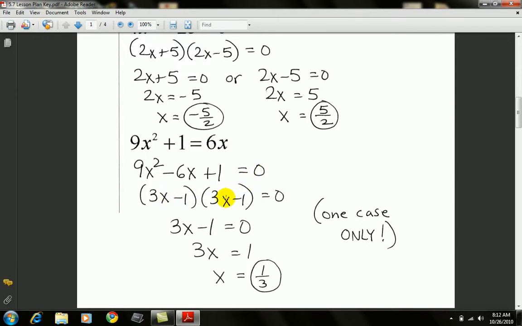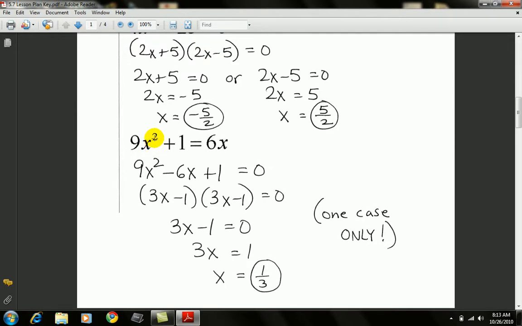My next step is to factor. This trinomial factors as 3x minus 1 and 3x minus 1. But this time, rather than setting up two cases, that would be kind of silly because these are both the same factor. We only set up one case. 3x minus 1 equals 0, add 1 to both sides and divide by 3. So this quadratic equation only has one answer.